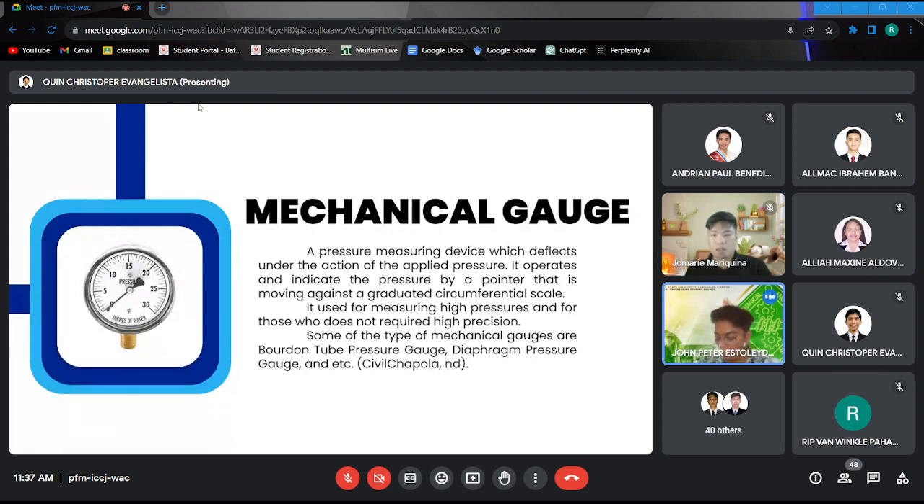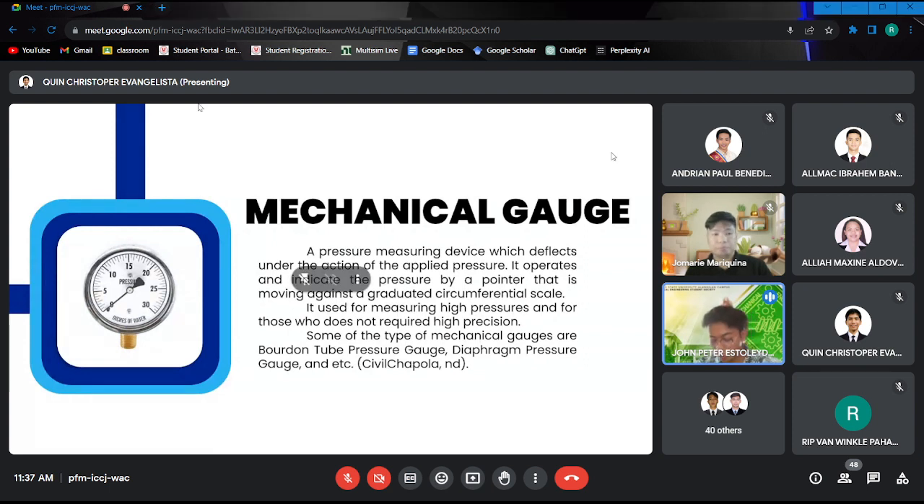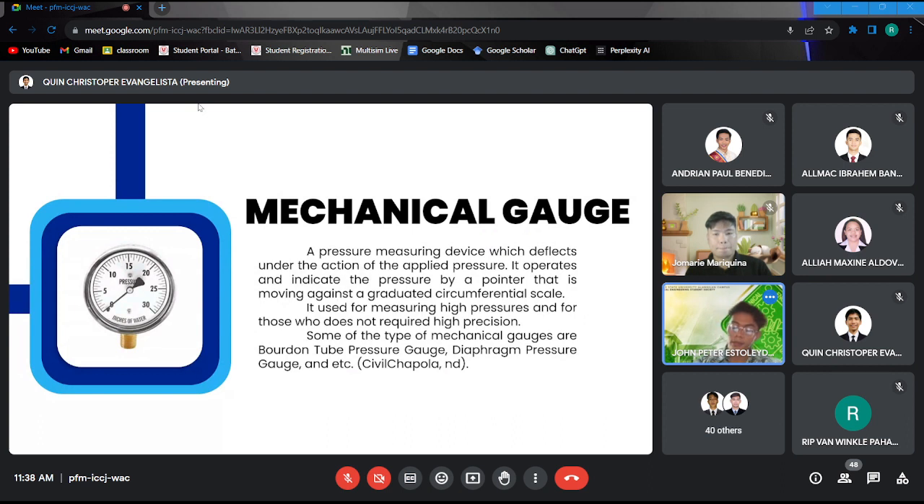So actually po, a mechanical gauge is generally used to measure various specific physical quantities, such as pressure, temperature, force, or displacement. So it's not exclusive to pressure only. But in this discussion, we are focusing on the mechanical gauge which is used to compute the pressure through mechanical means, without the use of electronics or digital components. It relies on the principle that a change in the physical quantity being measured can be translated into a visible or tangible mechanical movement, which then can be read and interpreted by an operator.